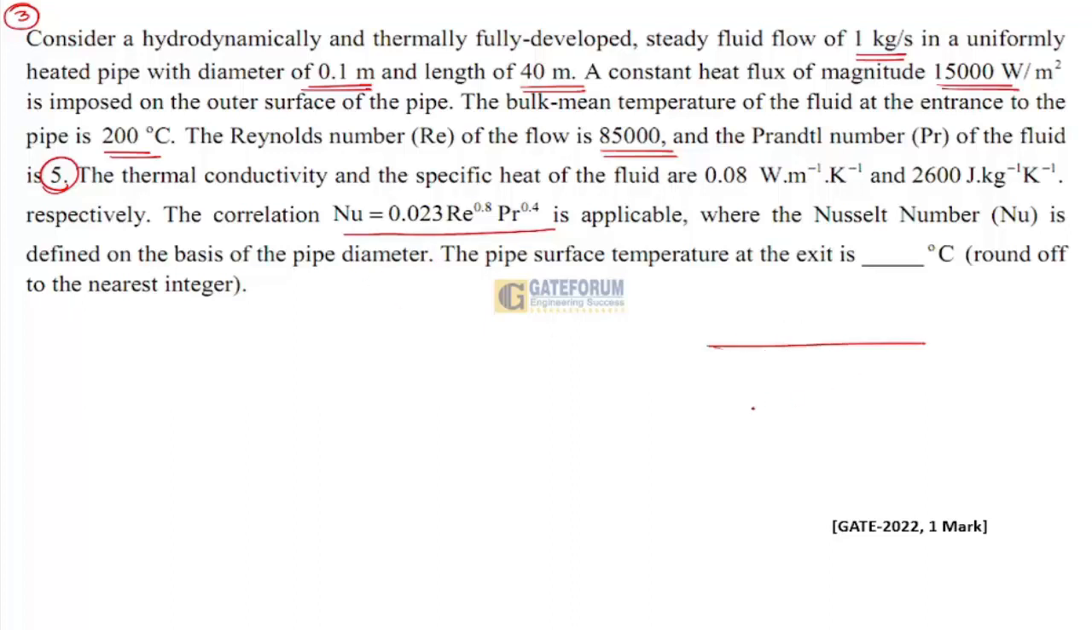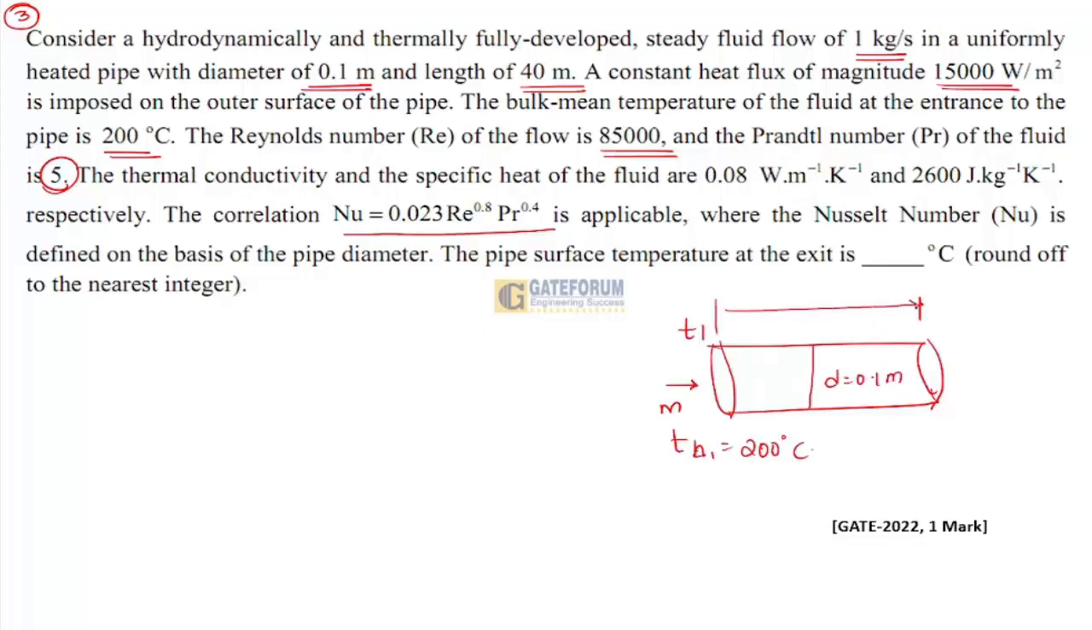Suppose this is a pipe, and the mass flow rate enters from here, with T1, TB1, equal to 200 degrees centigrade. Diameter is 0.1 meter. Total length is 40 meter. We need T2, TB2. Mass flow rate is 1 kg per second.